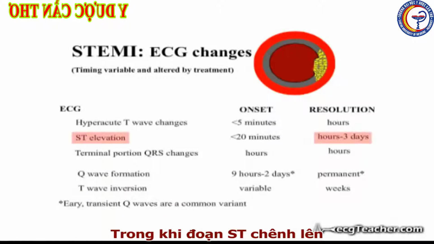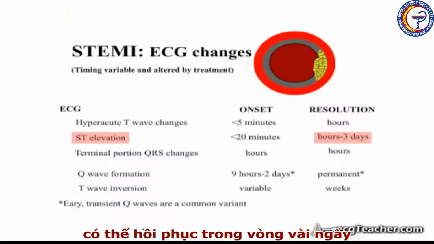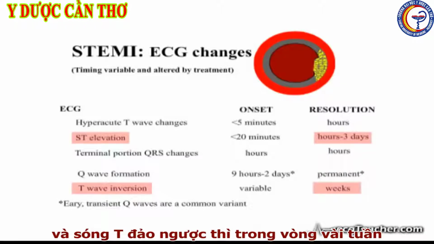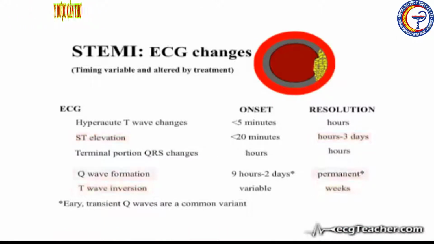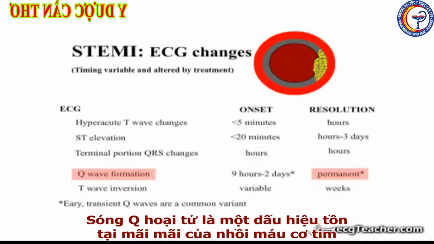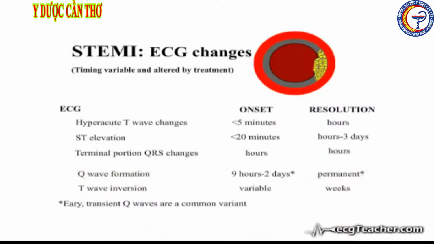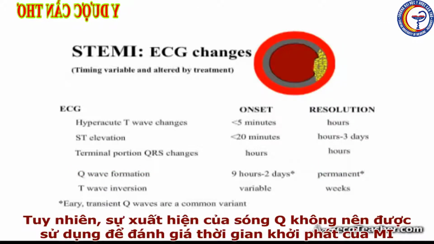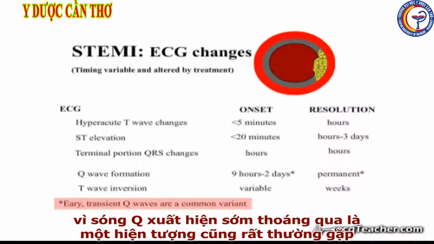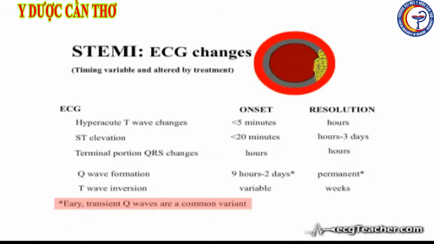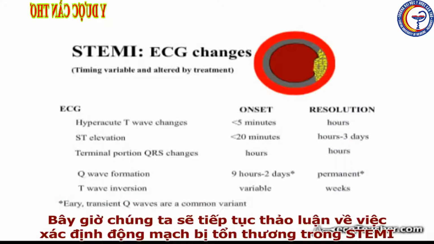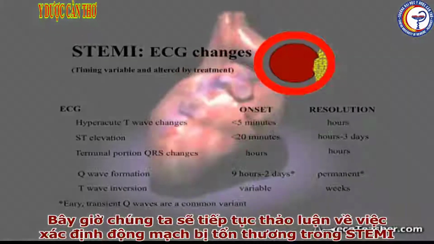While ST segment elevation generally resolves within days and T-wave inversion within weeks following the infarction, late pathological Q waves are a permanent marker of such an MI on the patient's subsequent ECGs. However, the presence of Q waves should not be used to time the onset of an MI, as early transient Q waves are a common variant. We will now go on to discuss the identification of the culprit vessel in ST elevation MI.